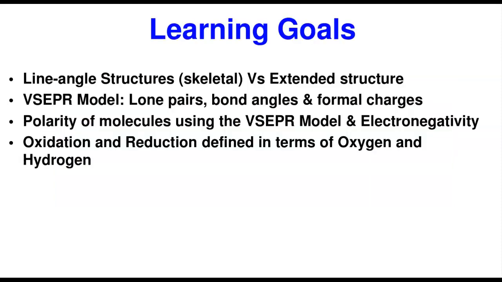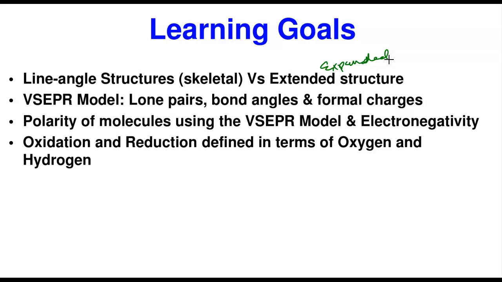Now, what are the things I'm going to be covering in this lecture? They include the following. Number one, we'll look at what I call the line angle structures. In the last lecture, I taught you about condensed versus expanded structural formula. The expanded structural formula, you can say expanded or extended. But we're going to bring in another way of writing these structural formulas in a short form, which we call the line angle or skeletal structure. So that's what we're going to bring in.